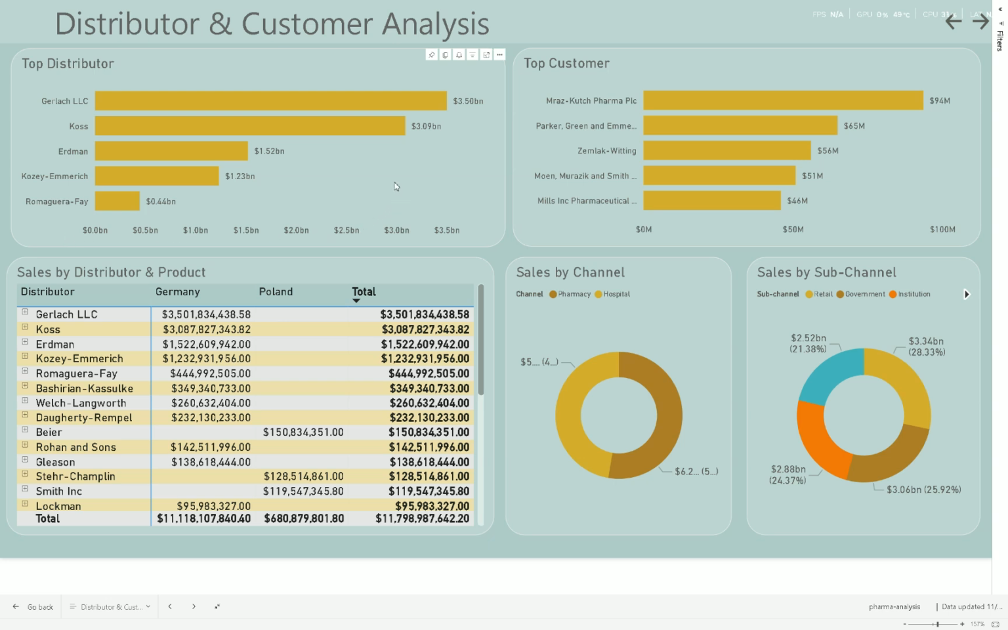The insight we produced was that Gerlach LLC, as we can see, was our top performing distributor with over 3.5 billion in sales. Next comes Cos and Erdmann. So with the help of this visual, it is clear that a significant portion of total revenue is dependent on a small number of distributors. This is an opportunity for partnerships.